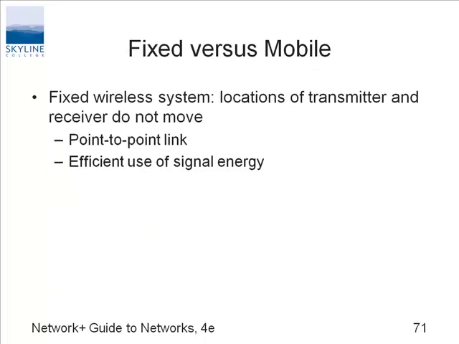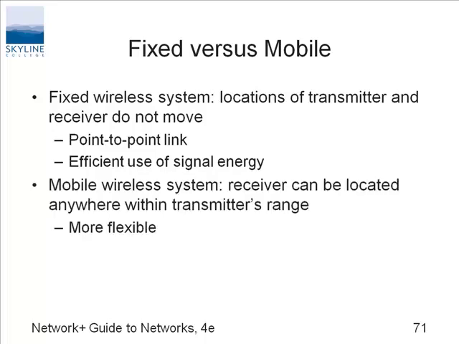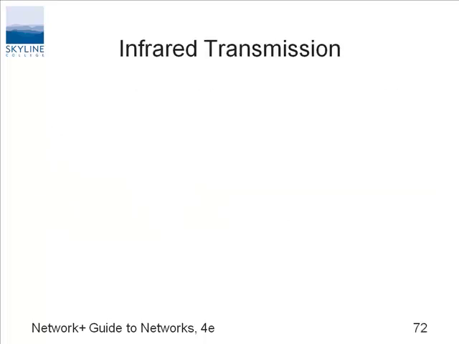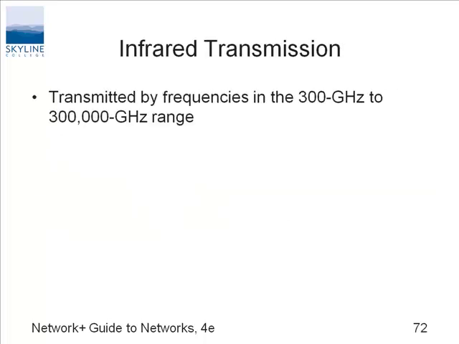Fixed versus mobile point-to-point, efficient use. Fixed wireless systems, location of the transmitter and receiver don't move. Mobile, we can move the things. I guess a fixed wireless would be maybe like a radio station. That'd be pretty much a fixed wireless, wouldn't it? In a broadcast environment. Mobile can be located anywhere within the transmitter's range, and these are the things that you can move around, and you may need to move these around based on things that go into the building.